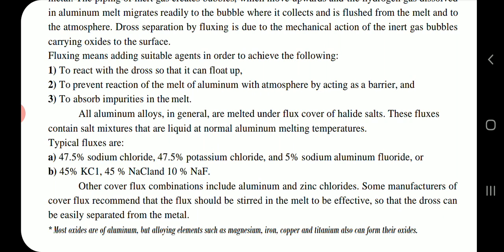Other cover flux combinations include aluminum and zinc chlorides. Some manufacturers of cover flux recommend that the flux should be stirred in the melt to be effective, so that the dross can be easily separated from the metal. Most oxides are of aluminum, but alloying elements such as magnesium, iron, copper, and titanium also can form their oxides.